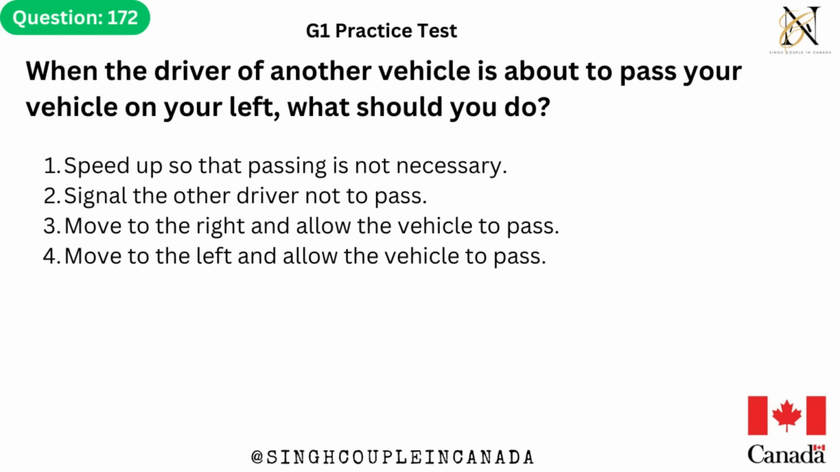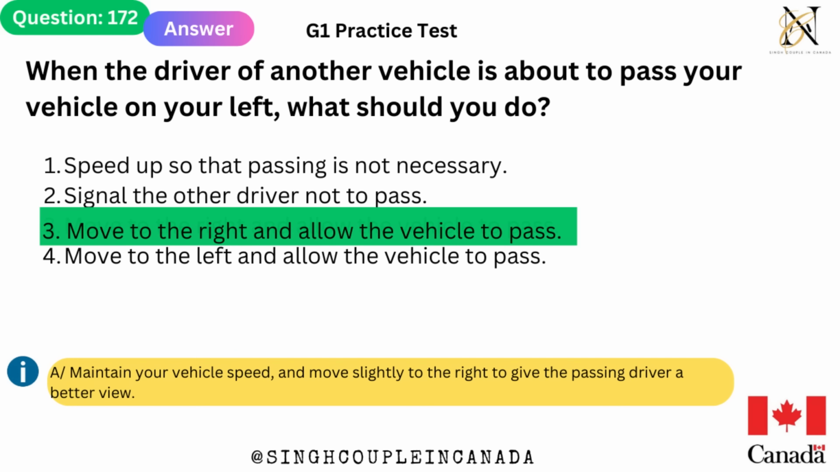When the driver of another vehicle is about to pass your vehicle on your left, what should you do? 1. Speed up so that passing is not necessary. 2. Signal the other driver not to pass. 3. Move to the right and allow the vehicle to pass. 4. Move to the left and allow the vehicle to pass. The answer is 3. Move to the right and allow the vehicle to pass. Maintain your vehicle speed, and move slightly to the right to give the passing driver a better view.